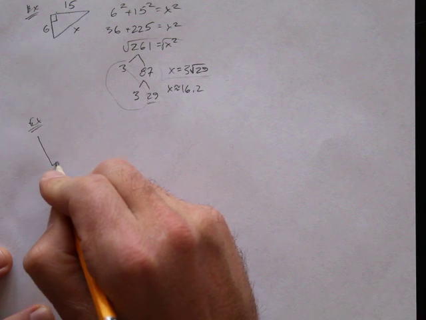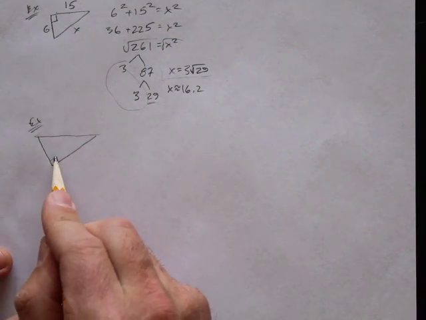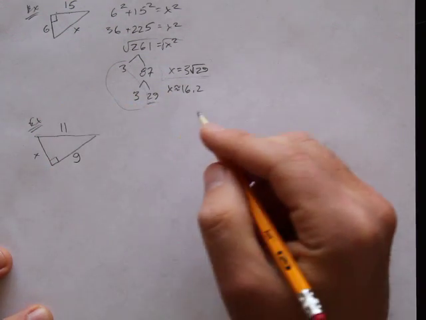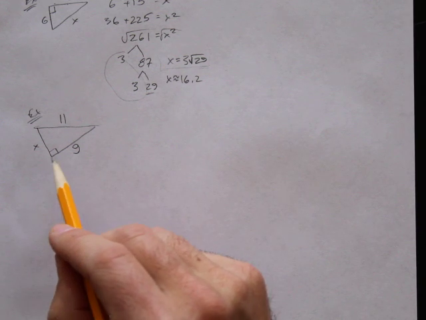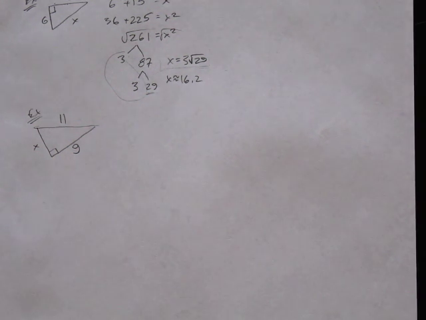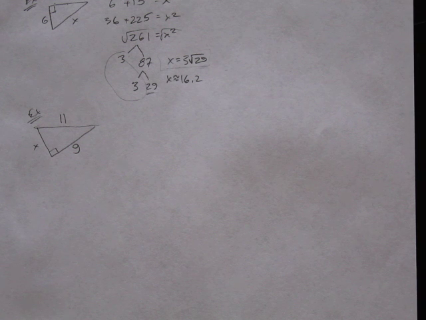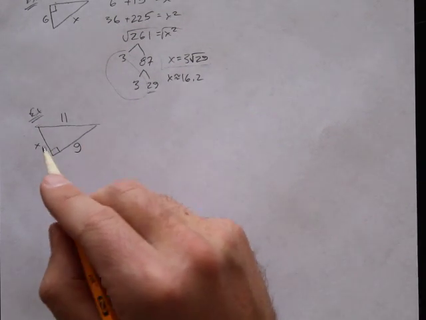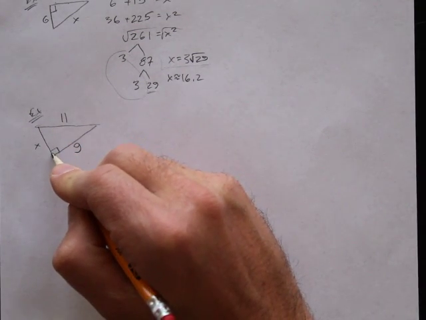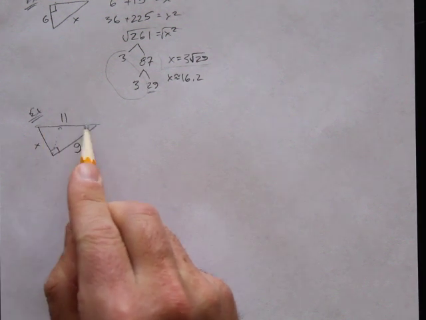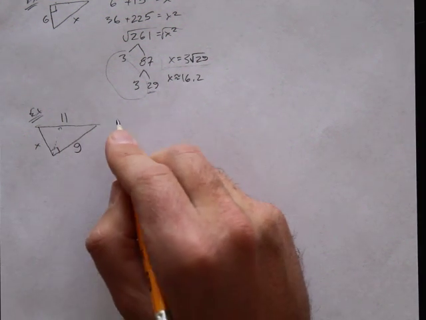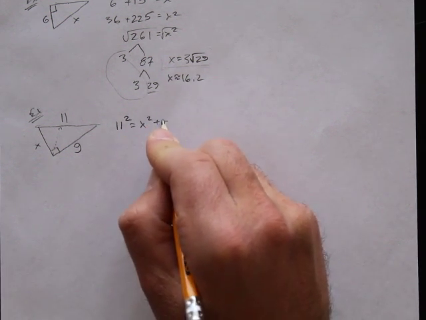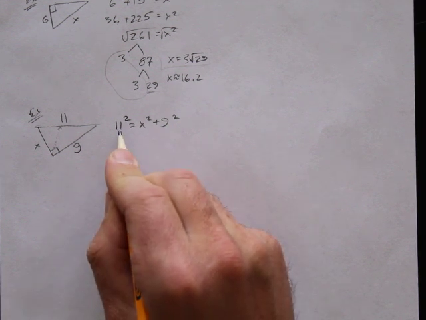I have a right triangle. There's my right angle. Here's x, here's 9, here's 11. Okay. Now, for all of these Pythagorean theorem problems, I need to figure out which are the legs and which is the hypotenuse. So I'm going to find the hypotenuse by finding my right angle, and I look across from the right angle. There is my longest side. That is my hypotenuse. So I'm going to say my hypotenuse squared equals my legs squared. X squared plus 9 squared. My legs and my hypotenuse.